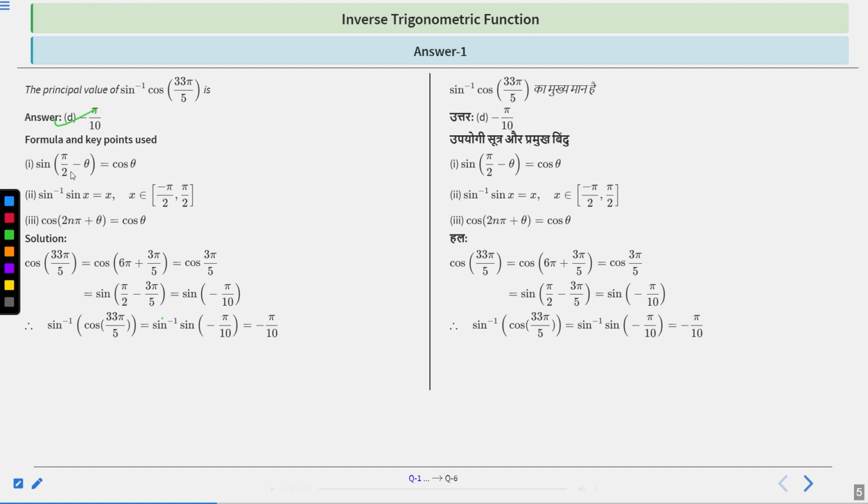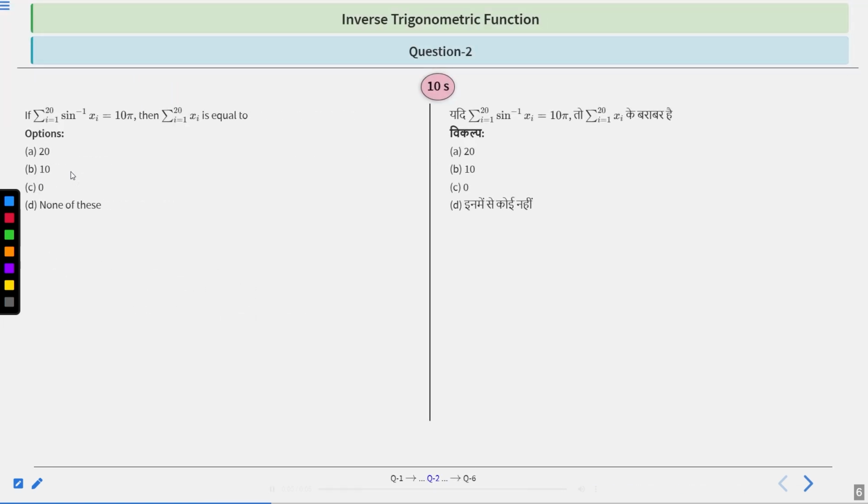Got it? Now let's move to the next question, question number 2, which says: if the summation of i equals 1 to 20 of sine inverse xi is equal to 10 pi, then the summation of i equals 1 to 20 of xi is equal to what? So what can we do in this question? The hint of this question is, first see, from i equals 1 to 20, the summation of sine inverse xi is equal to 10 pi.